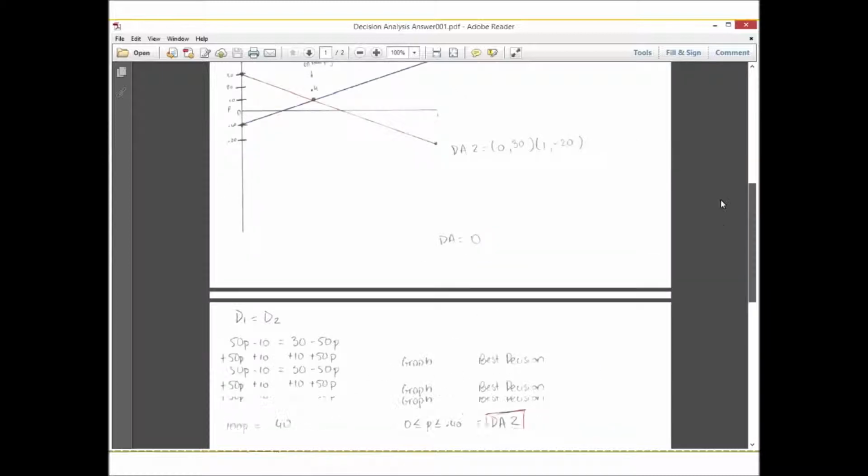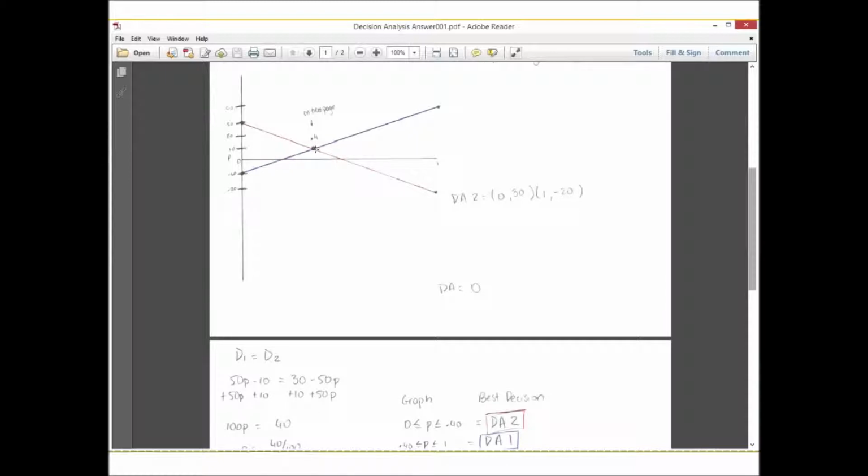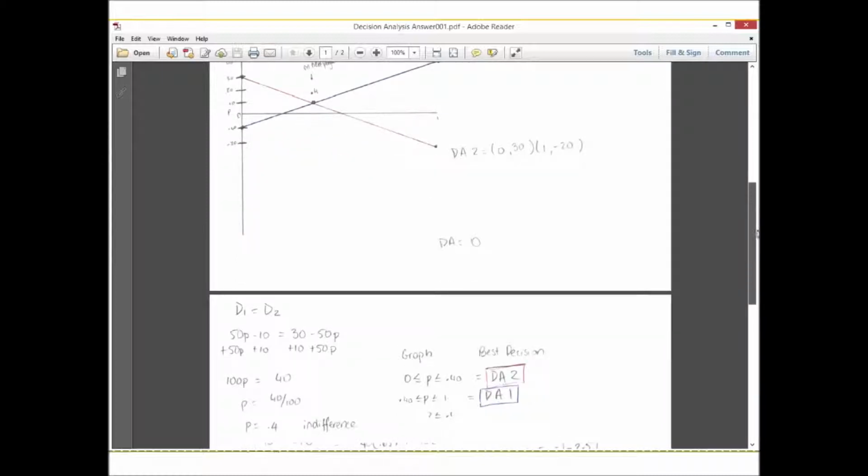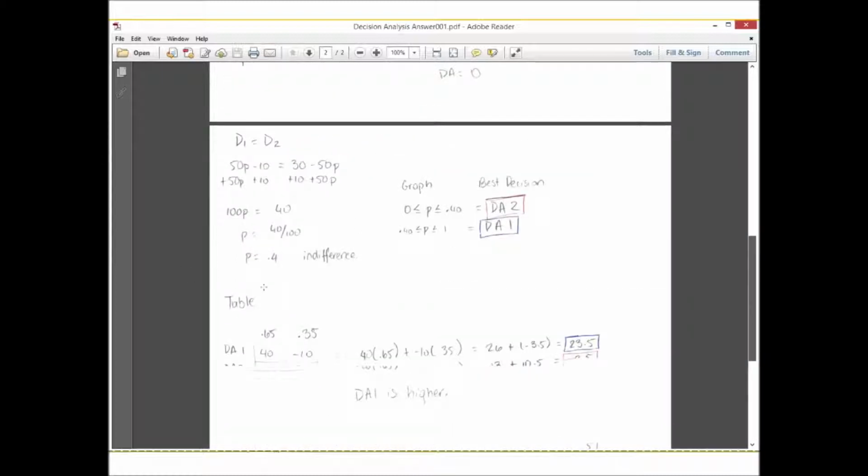Well, to support your answer, you look at the graph and you say, okay, if it's 0.65, that means that it's between 0.4 and 1. So we should get decision 1 as the option we will be choosing. However, we need to find the expected value of decision 1 at 0.65.